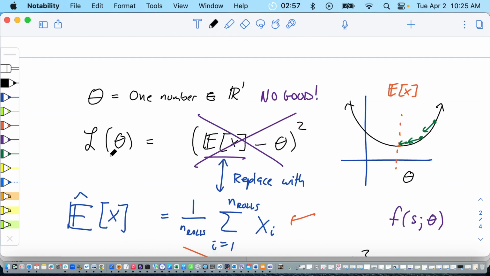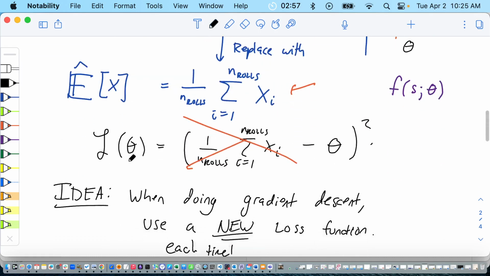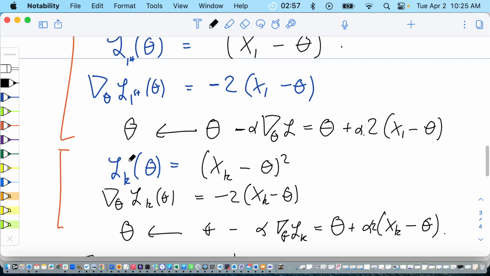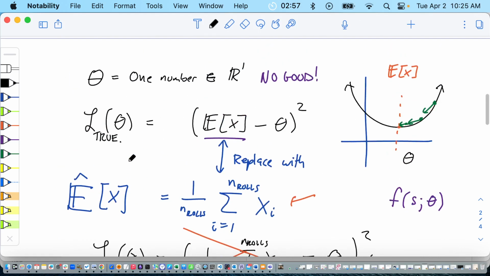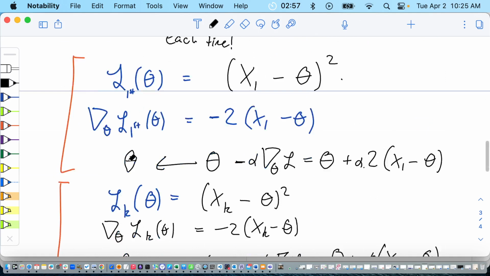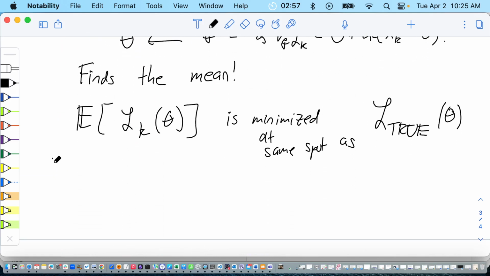Okay, so this thing I'm calling the true, let's give this thing a name. This is the true loss function, which you will never know, but you can still get to by doing this sneaky trick that we're doing. This sneaky trick has a name. Over here, what we saw before was gradient descent. This thing is called stochastic gradient descent.